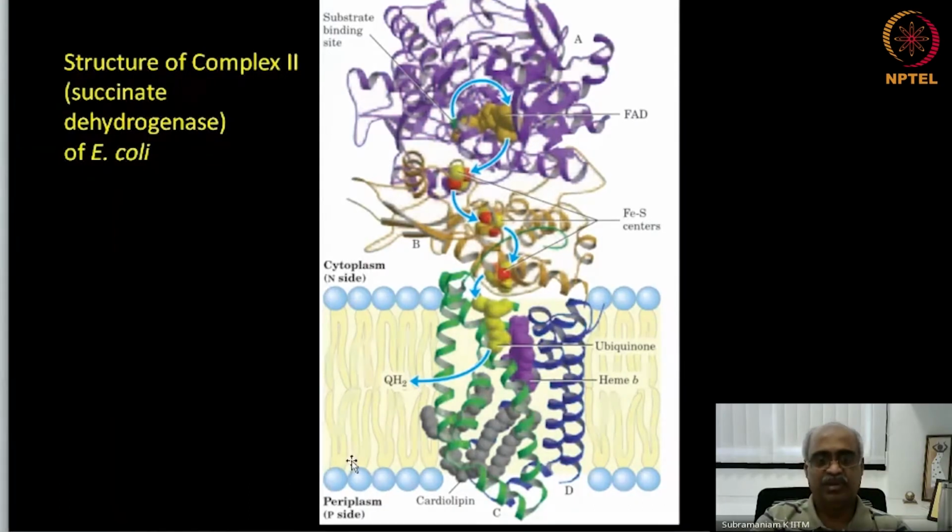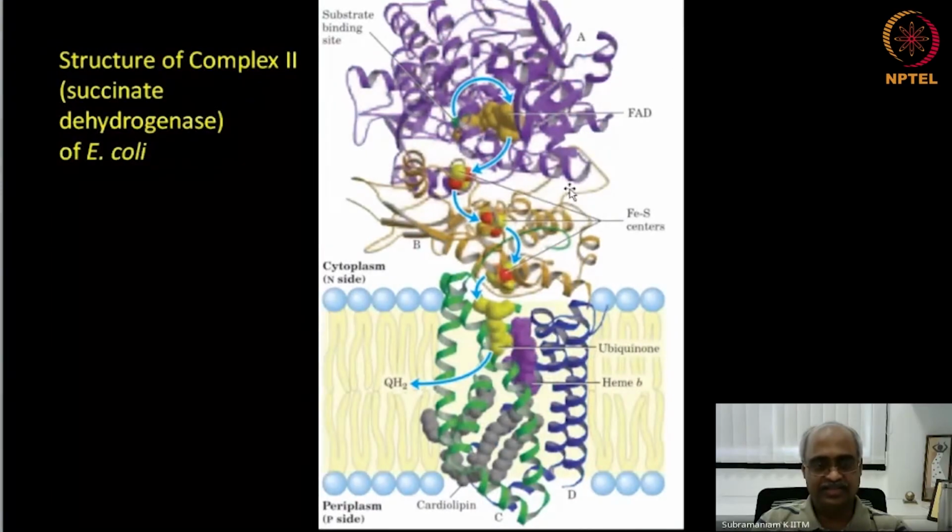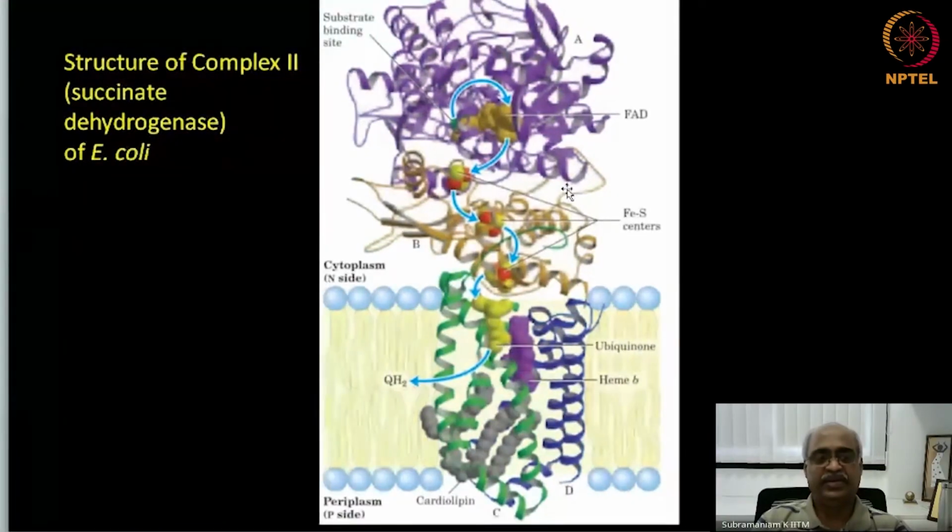So shown here, this is the lipid bilayer. This is the cytoplasmic side. When you look at E. coli, E. coli does not have internal organelles, and it doesn't have mitochondria. So its cytoplasm behaves like the matrix of the mitochondria in eukaryotic cells. That is why it is written cytoplasm. Okay, this is not a typographical error. This cytoplasm of E. coli behaves like our mitochondrial matrix.